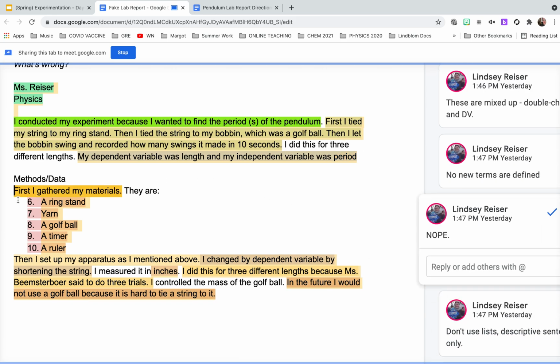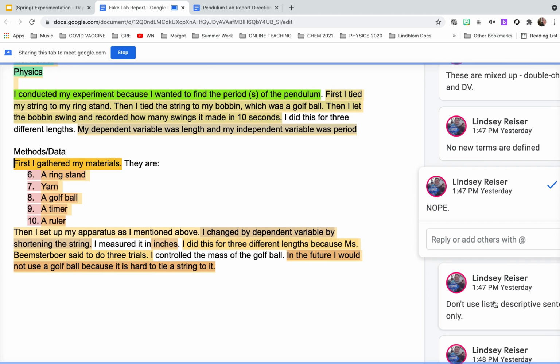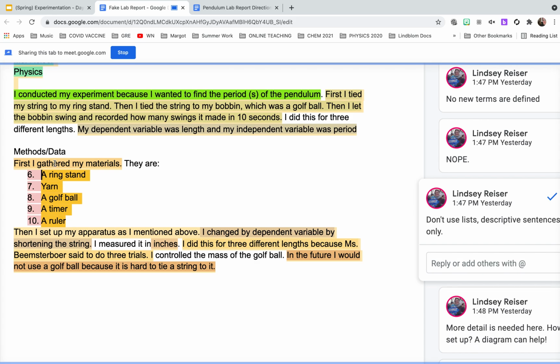And then for the first, "I gathered my materials," I love this comment. Nope. Yeah, because no, you don't need to say that. And again, specifically in the rubric, it says not to. For this list, make sure that as you are listing the things that you used within your lab, you are using descriptive sentences, not lists. Okay, so a list is not going to get you that point.